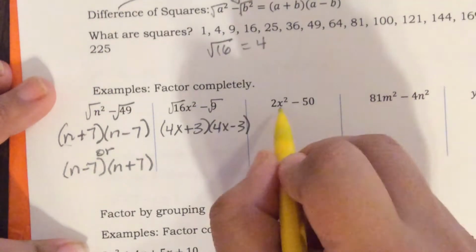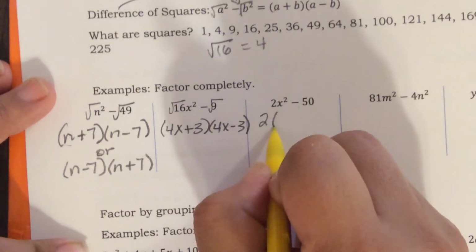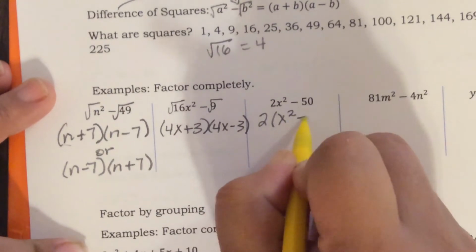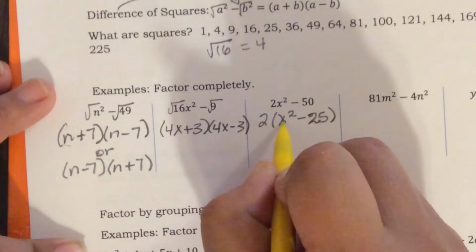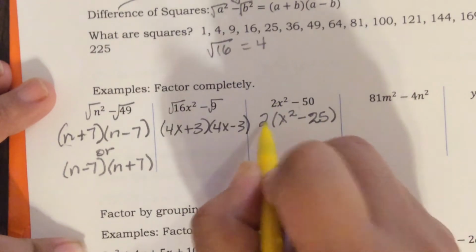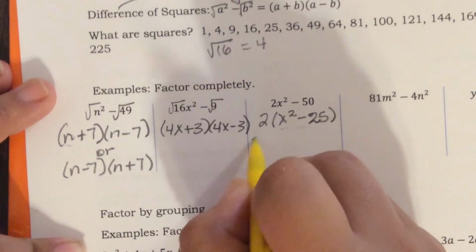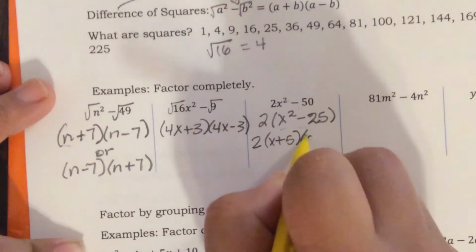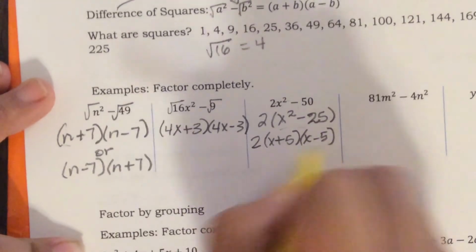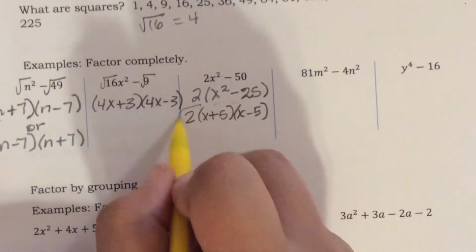This one, you can't take the square root of 2 or 50, so I'm going to factor out the 2. So backward distributive property. If I were to multiply 2 times x squared, that's 2x squared. 2 times 25 is 50. Now this is a difference of squares. So that's x plus 5, x minus 5. So that's what you do right there. This is your answer.